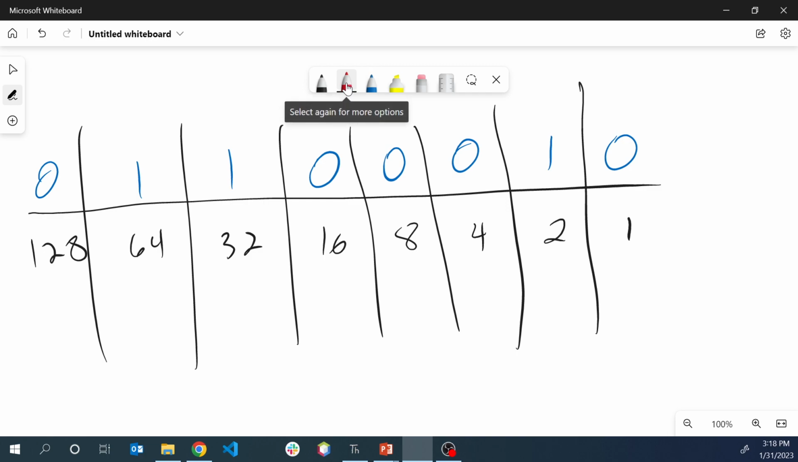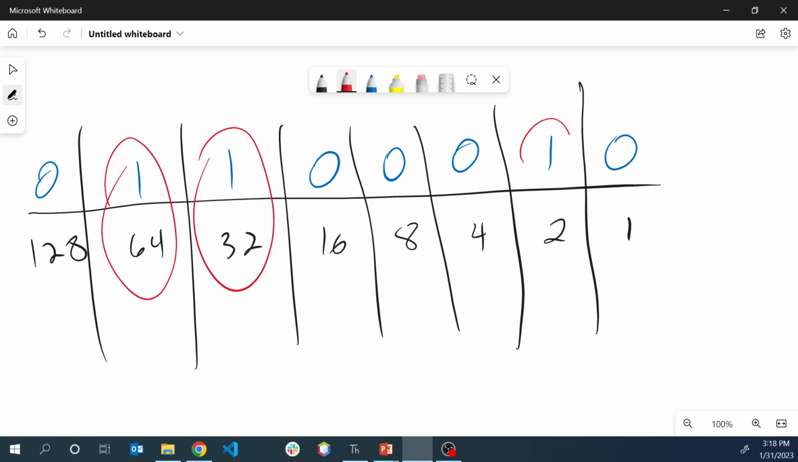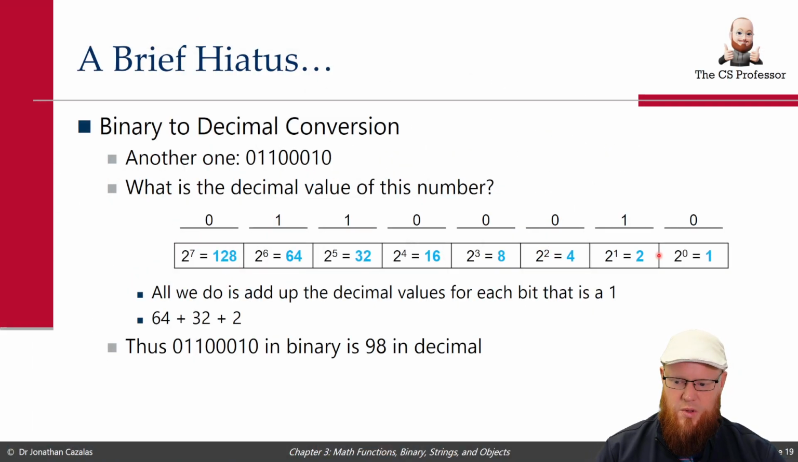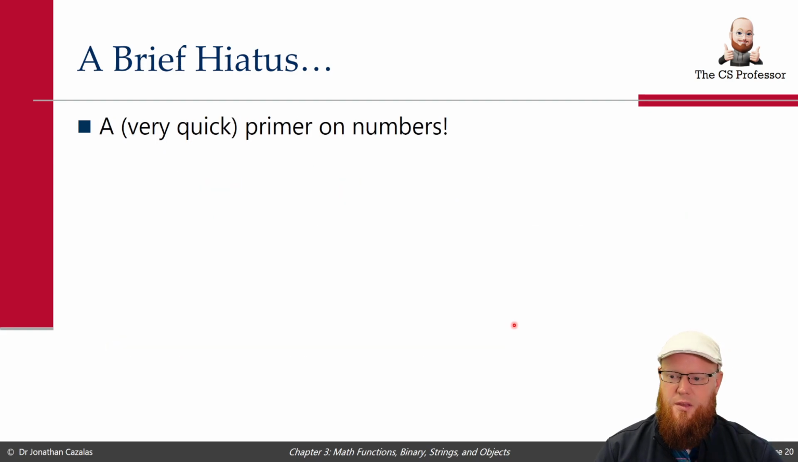We just go over, we identify any column that has a 1, right here, and right here, and we add the decimal values together. 64 plus 32 plus 2, and in fact, when we do that, we get 98. So 0110 0010 in binary is 98 in decimal.